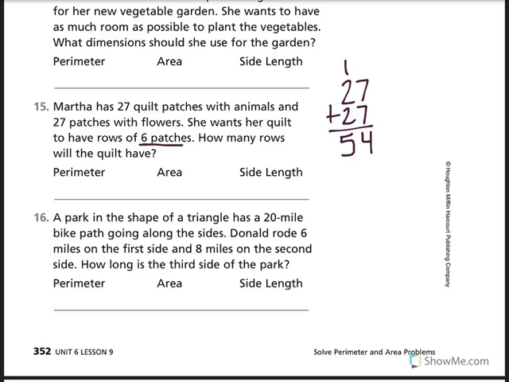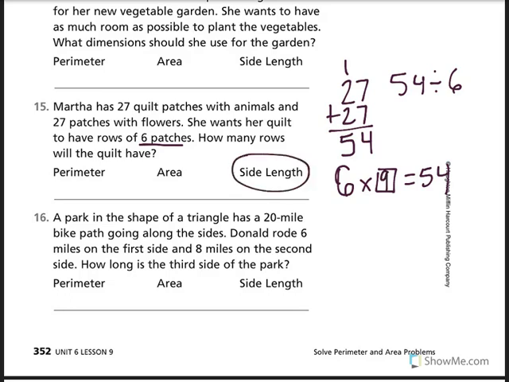So that'll be 54 divided by 6, or another way to think of that is 6 times what equals 54. 54 is really close to 60, but it's just a little bit under, right? So rather than 6 times 10, let's see, is 6 times 9 54? Yes, it is. It's 6 times 9. So we're looking for the other side length, and it'll be 9 rows.